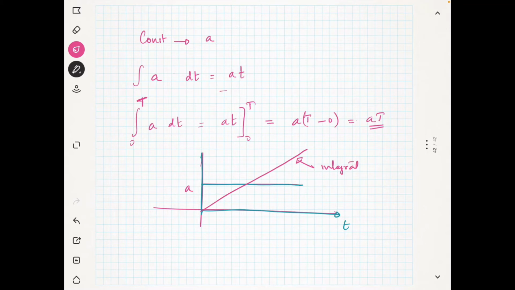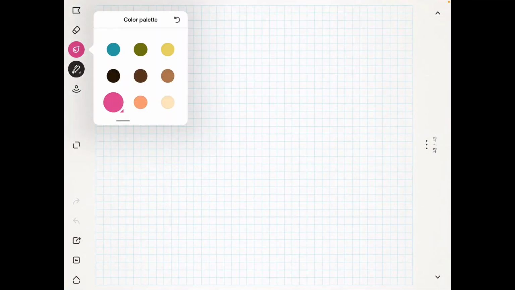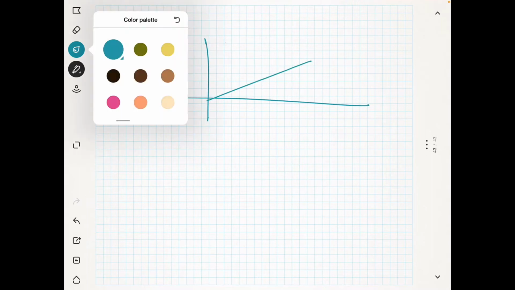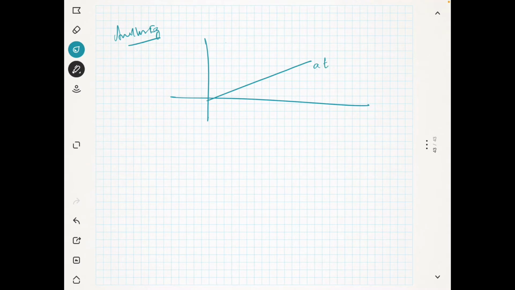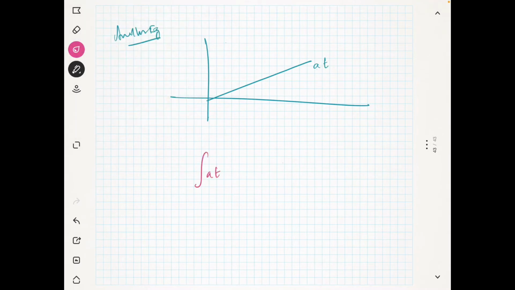So integral is always having a form A into T. So this part is a constant, it will not change, and this is a straight line, always increasing. Now another example, if you have a straight line something like this, and you integrate it, that means this is in the form of A into T. Now if you integrate it, integral of A into T is equal to A into T square by 2.